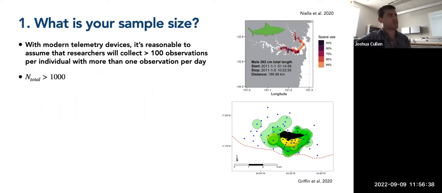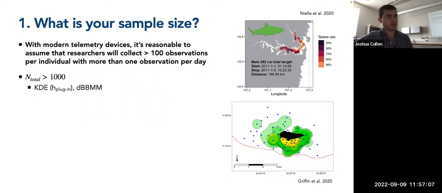So again, I want to emphasize here at the beginning that these aren't hard and fast rules. These are just general rules of thumb that you may want to think about, that are relatively subjective in terms of what sample size is going to impact what method you use. But let's say all of your observations across all individuals totals over 1,000 total points or observations.